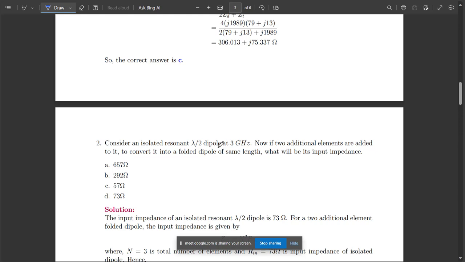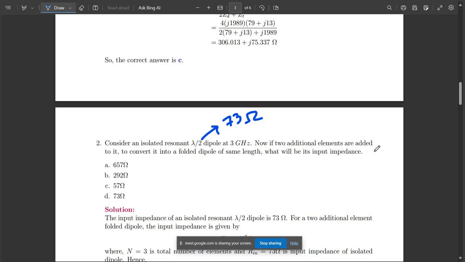An isolated resonant lambda by 2 dipole. You would remember that in the previous class, I told you if a half wave dipole antenna is resonant, then its input impedance will become how much? Do you remember? 73 ohms. Yes, very good. So an isolated resonant antenna has 73 ohms at 3 gigahertz.